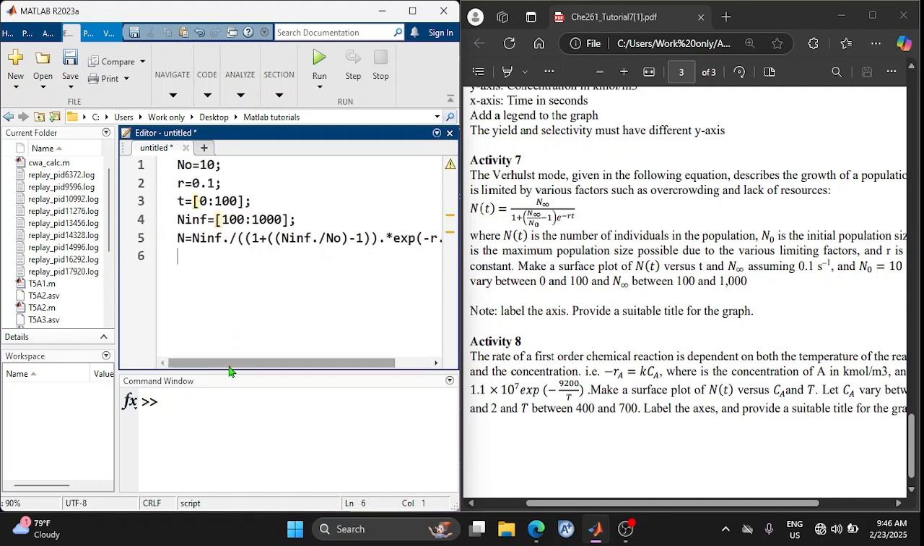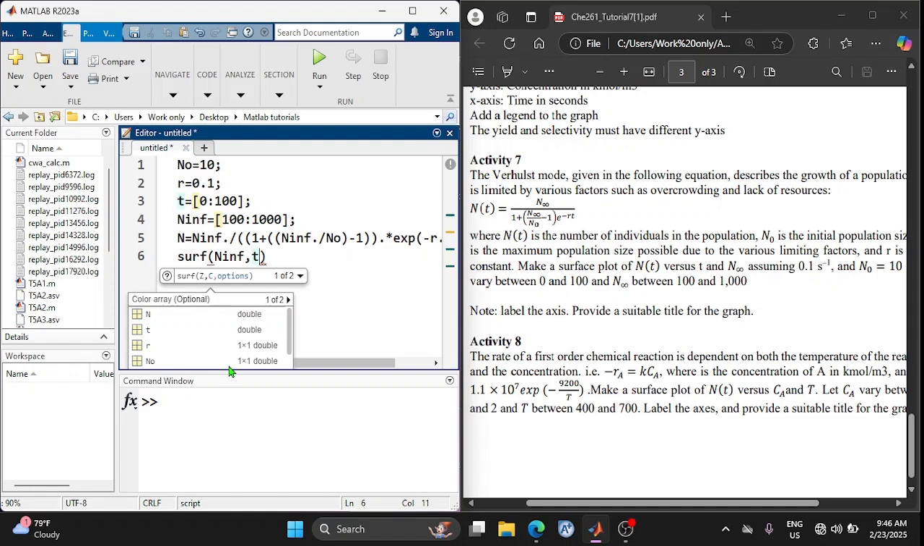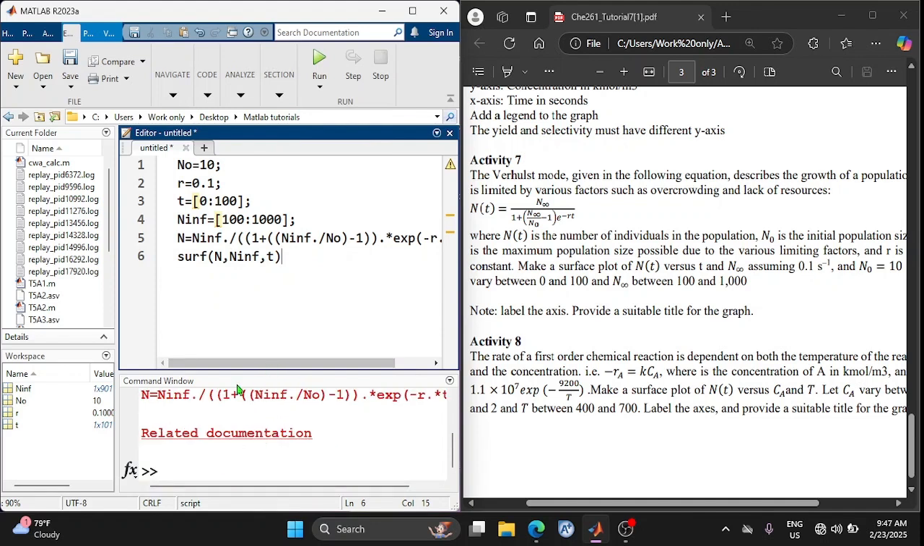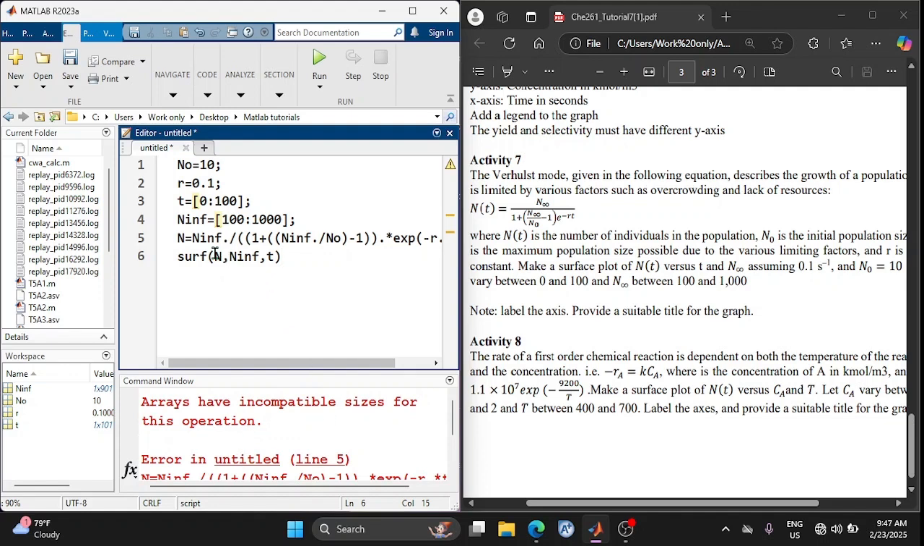Now let's say we wanted to do a surface plot, and I just typed surf, maybe N infinity comma t, no sorry, my function is N, so surf N. This is how we do surface plots. We use the surf function, so N infinity comma t. If I should try running this, realize that it's going to give me an error. Let me see. Okay, so it said that they have incompatible sizes.